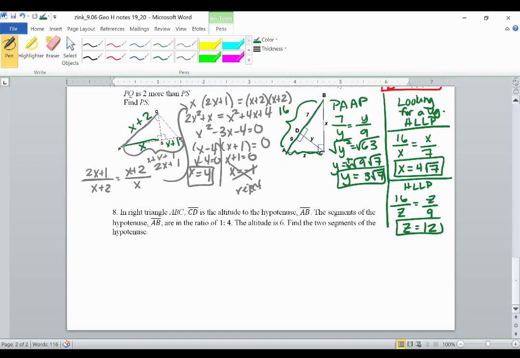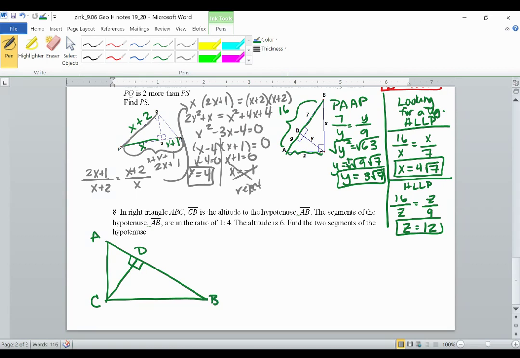All right, and lastly, number 8. In right triangle ABC, segment CD is the altitude to the hypotenuse segment AB. So let's get a picture going here as we read this. So I've got right triangle ABC. CD is the altitude, so I know that C must have to go here. So that means these could be A or B, B, A, it doesn't matter at that point.